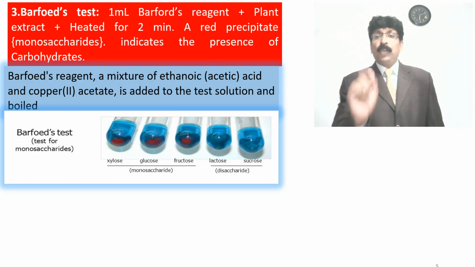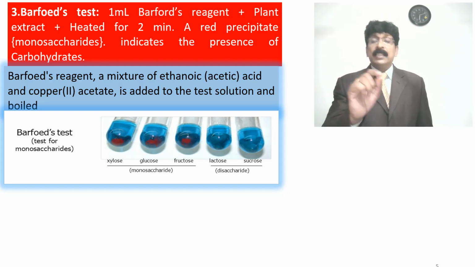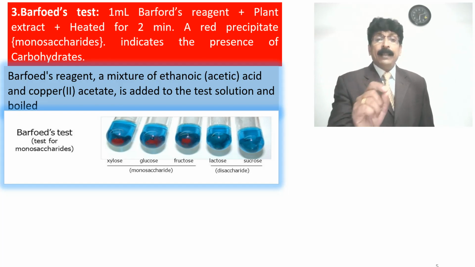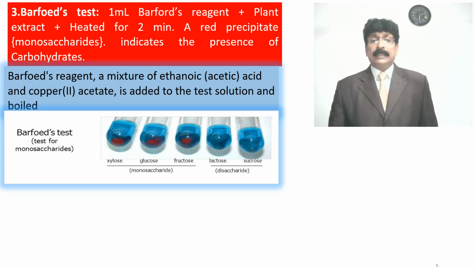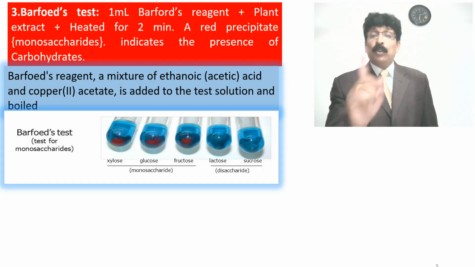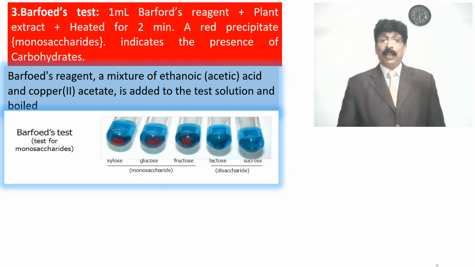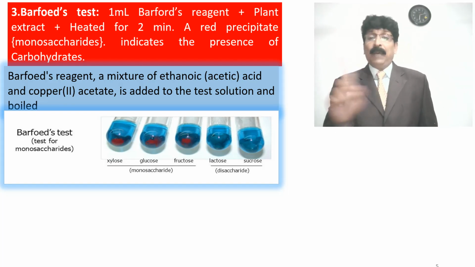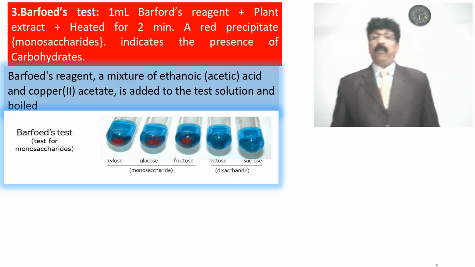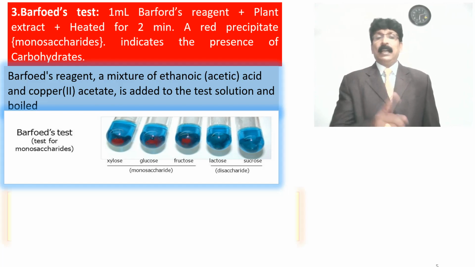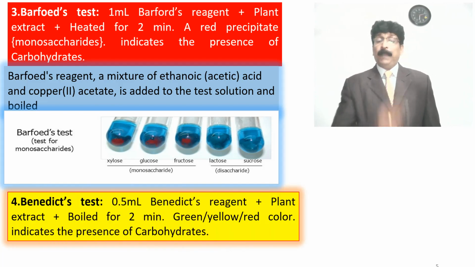You can see the series of test tubes shown here. Very clearly the presence of monosaccharides, xylose, glucose, fructose, they give red color. But you see lactose and sucrose, they are disaccharides, they never give results in the Barfoed's test. The chemical test can be seen in the test tubes shown in the picture.